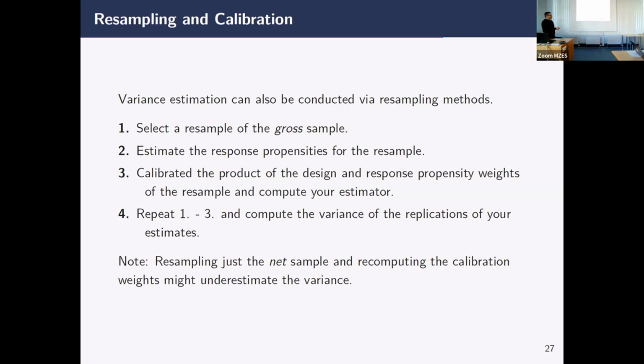And here, I'm doing it in a bootstrap procedure. I'm repeating steps 1, 2, and 3 many times, and then I'm getting a set of so-called replication weights or replicates of my estimator. And over these replications, I'm estimating standard errors. With this resampling of the gross sample, I'm introducing the variance that is due to the response process into the procedure. Here, I'm covering the variance that is due to the estimation of the response propensities. And here, I'm considering the effect of calibration.